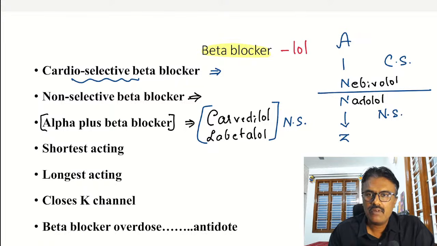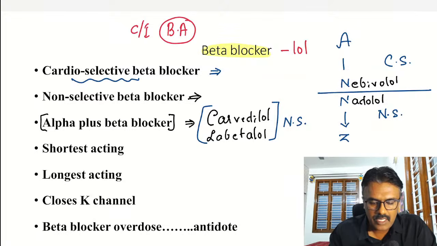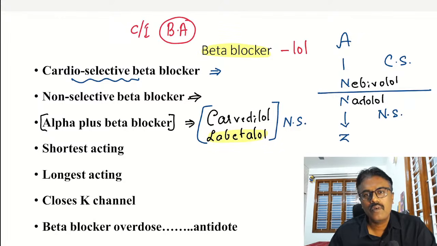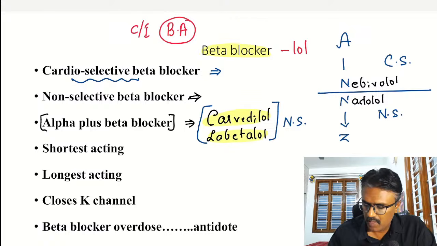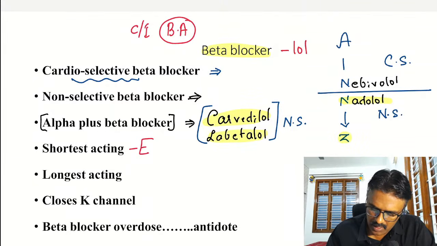But why should I know this, sir? Please understand, these non-selective beta blockers are contraindicated in a patient with asthma. Bronchial asthma, you cannot give non-selective beta blockers. So can I give labetalol in an asthma patient? No. Carvedilol? No. Any drug from nadolol to Z? No. Again they will ask you, which is the shortest acting beta blocker? Then your answer should be esmolol.